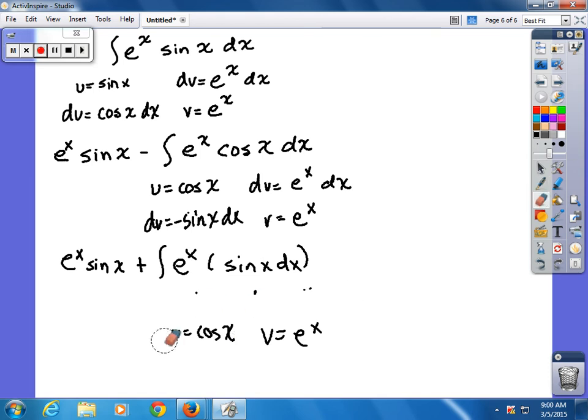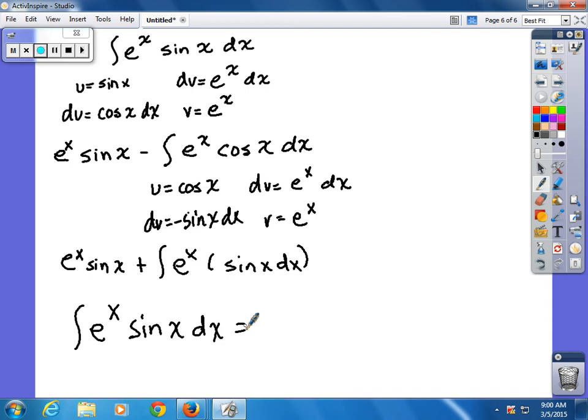I forgot to write the beginning of it. The antiderivative of e to the x sine of x dx is equal to e to the x sine of x plus the antiderivative of e to the x sine of x dx. And this is the same as this, so what can we do?